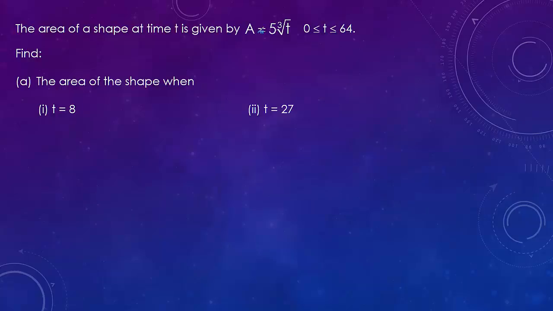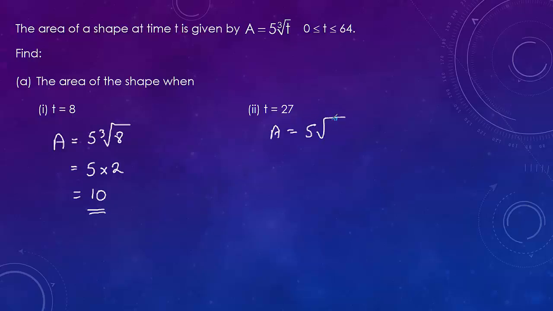Well, that's easy enough. This expression is for the area, so we just need to substitute. So that's 5 multiplied by the cube root of 8. The cube root of 8 is 2, so that's just going to be 10. We're not actually given any units here. Now here it's going to be 5 multiplied by the cube root of 27. The cube root of 27 is 3, so that's going to be 15.